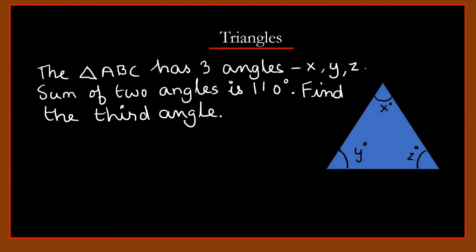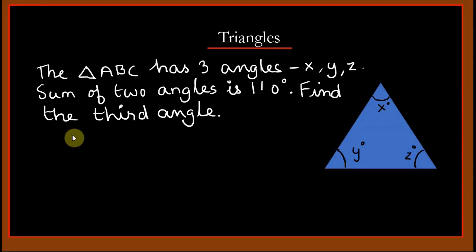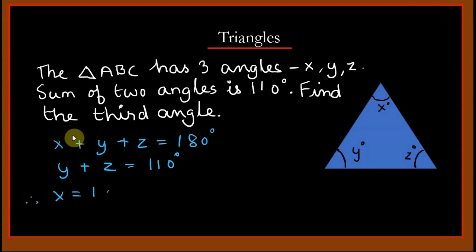The triangle ABC makes three angles. The sum of two angles is 110 degrees. Find the third angle. We know that the sum of all angles of a triangle is equal to 180 degrees. Therefore, since the sum of two angles is 110 degrees, the third angle is 180 degrees minus 110, which is 70 degrees.